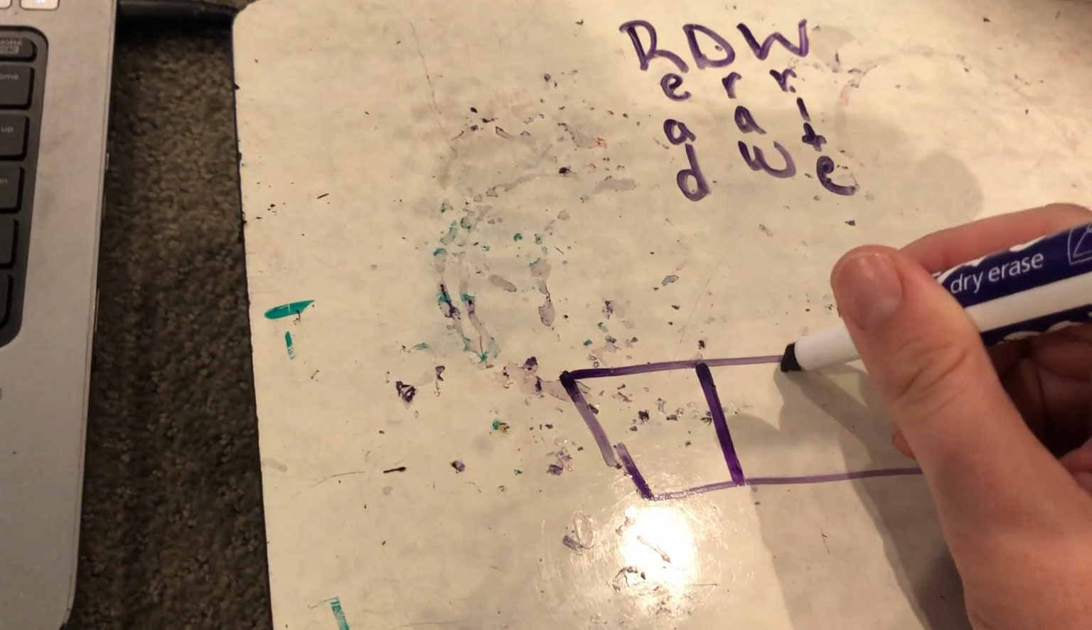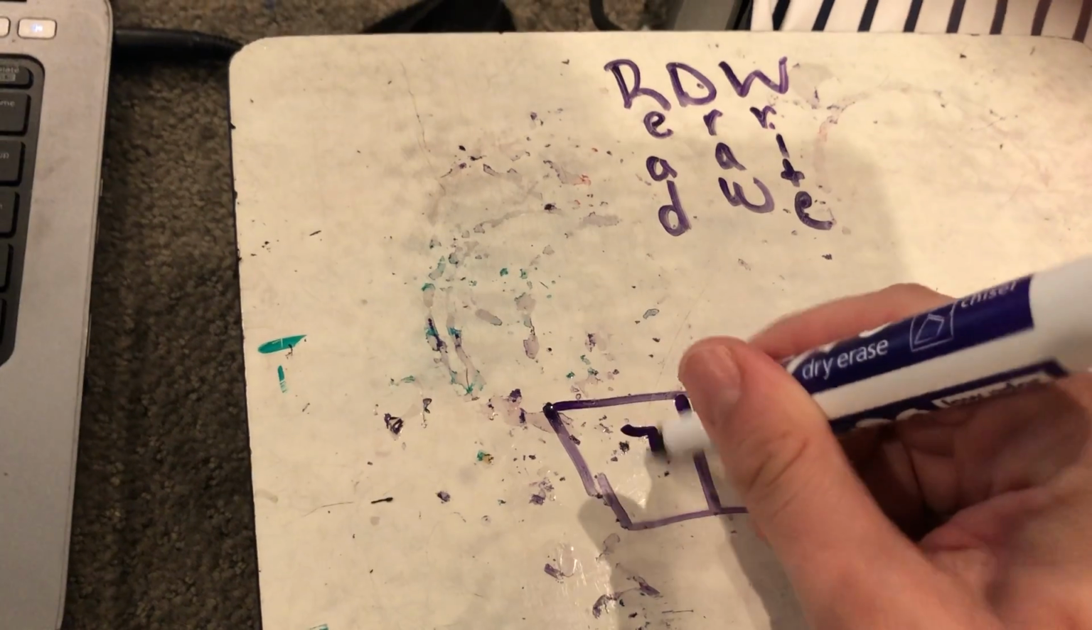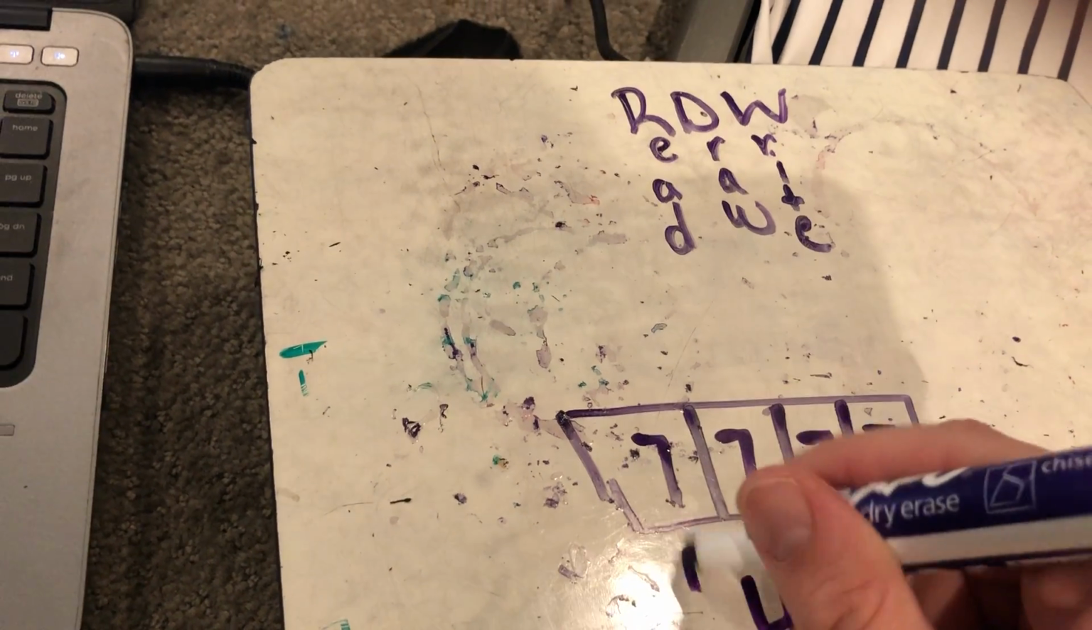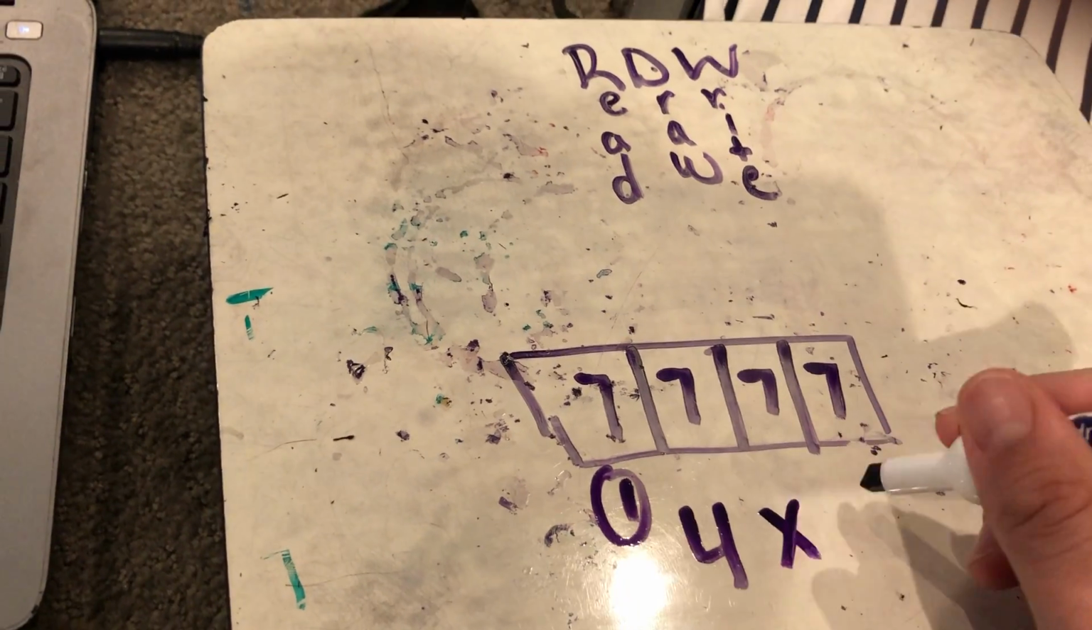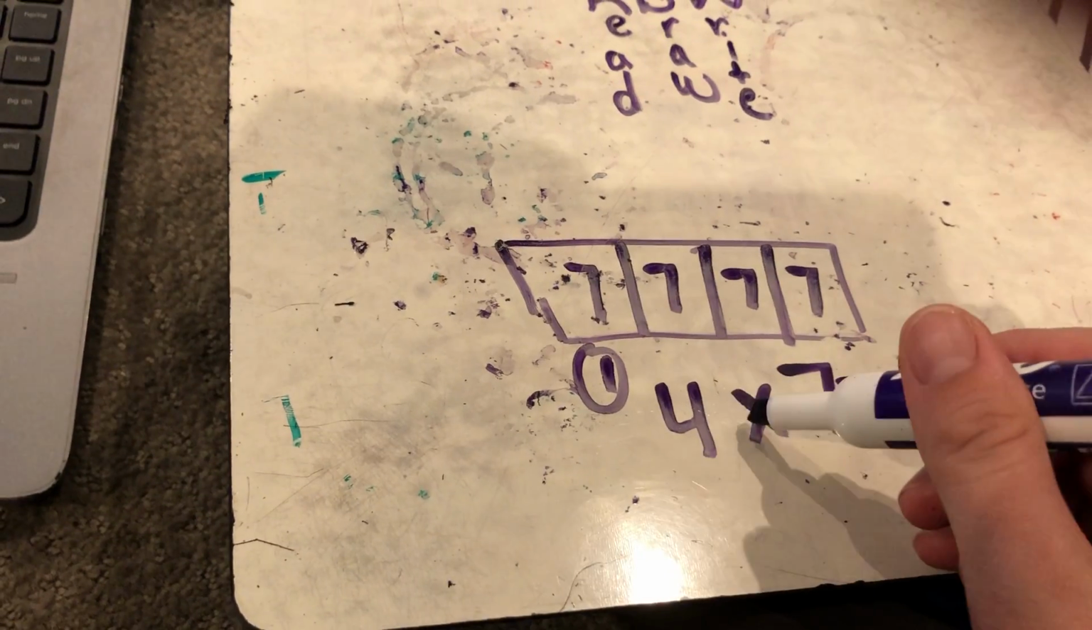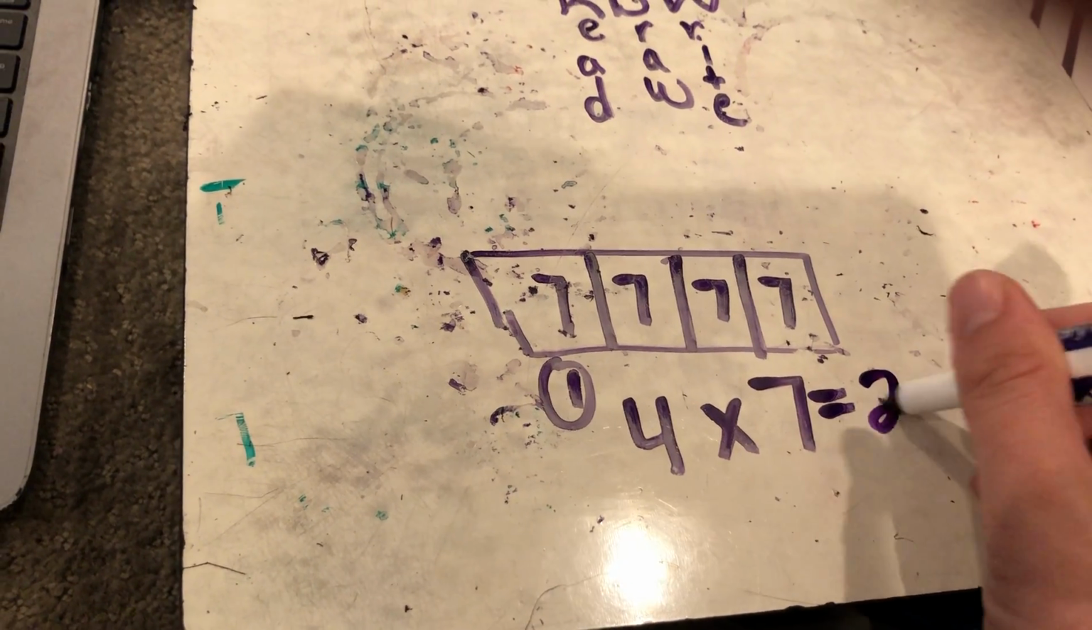And I'm going to draw 4 boxes. And I'm going to put 7 in each box. When I say 4 boxes of 7, this is our first step. I need to find the total number of markers that she had. So 4 boxes of 7, that's 28 markers.